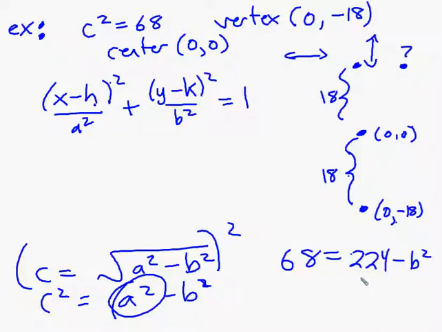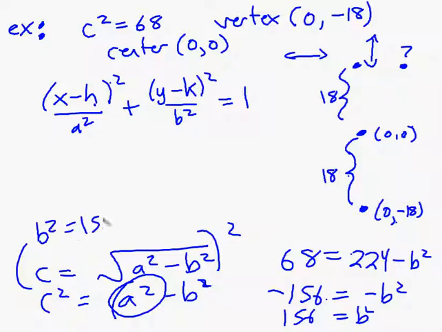Minus B squared. And now I'm going to solve that. So 68 minus 224. And I get negative 156 equals negative B squared. I'll multiply by a negative. Then I'll square root the 156. B squared is 156. So actually I don't need to square root it and get B, though I could. B is 2 root 39.